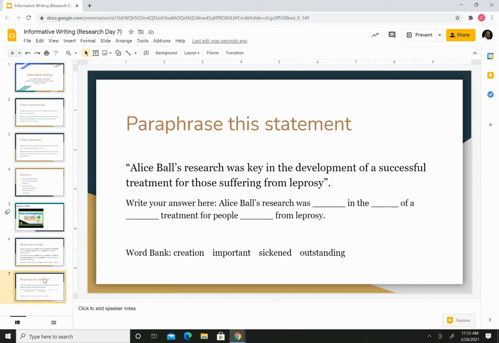And now on slide number 7, there's a new statement about Alice Ball. It says Alice Ball's research was key in the development of a successful treatment for those suffering from leprosy. So now you have your synonym word bank with creation, important, sickened, and outstanding. So you need to figure out which words fit in these blank spaces. So which of these synonyms fit in these blank spaces?